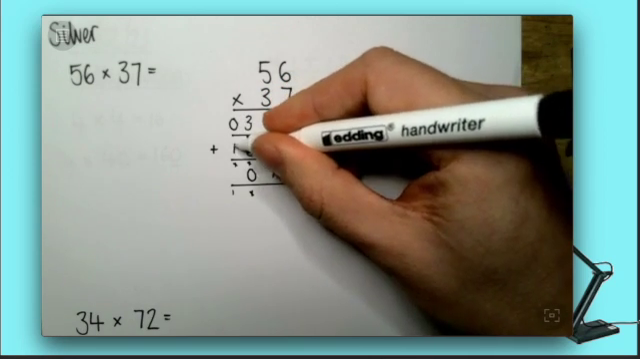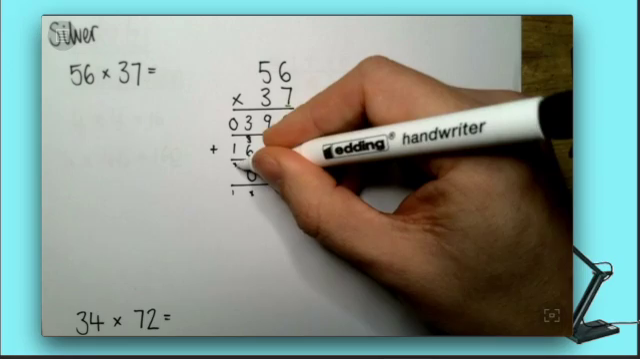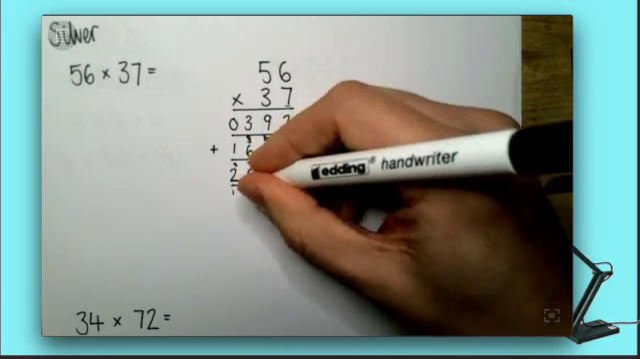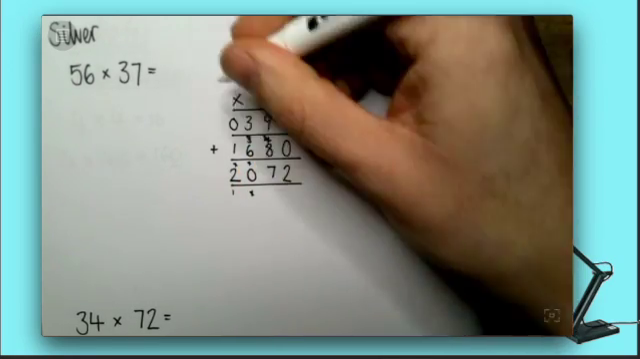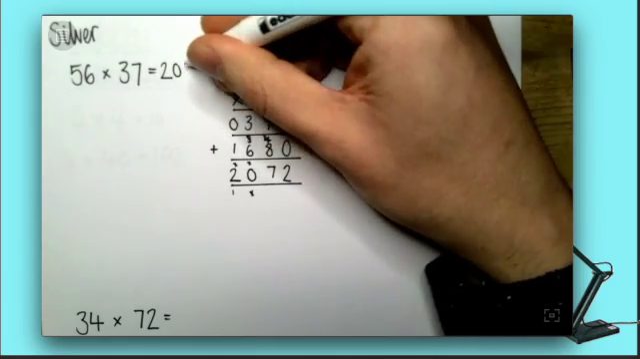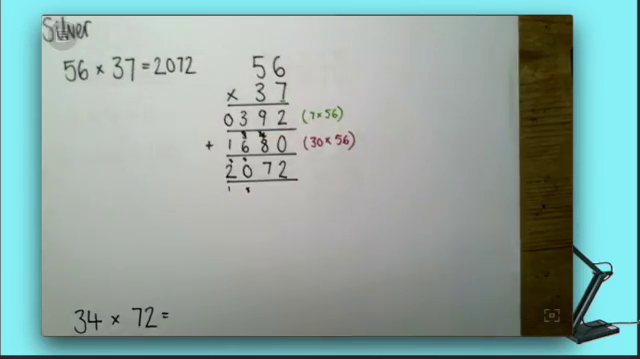And now here, I could put a placeholder 0 in because I've got nothing. I've got 0, 1 and 1. Remember to cross these ones out. So 1 add 1 is 2. Okay, so that's my answer: 2072.